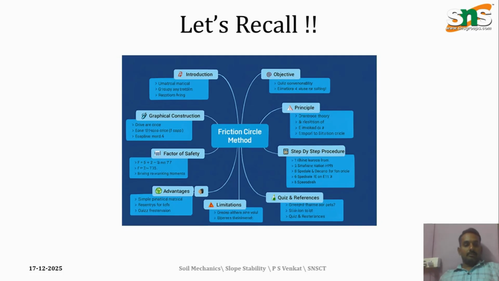So before moving to the topic, let's recall the slope stability concepts. In slope stability design, engineers often need quick estimates for factor of safety against failure. Detailed numerical analysis may not always be practical in early stages, and this is where Taylor's stability number becomes very useful.